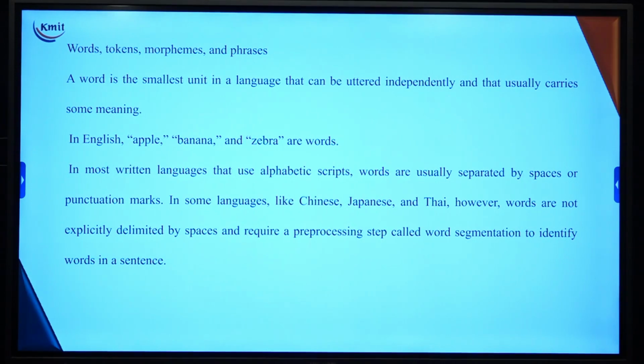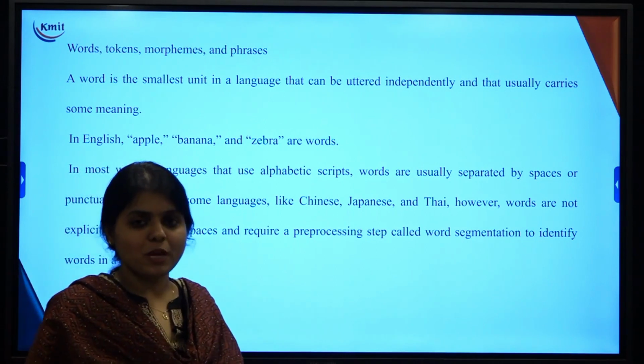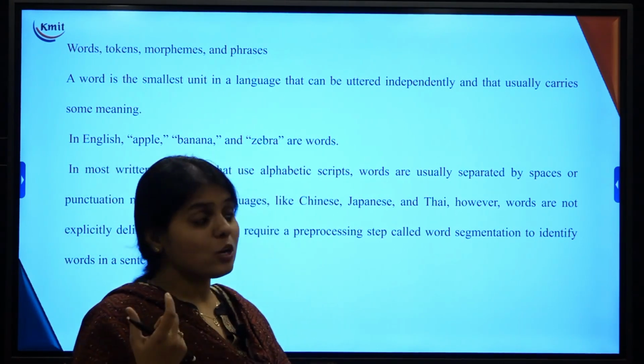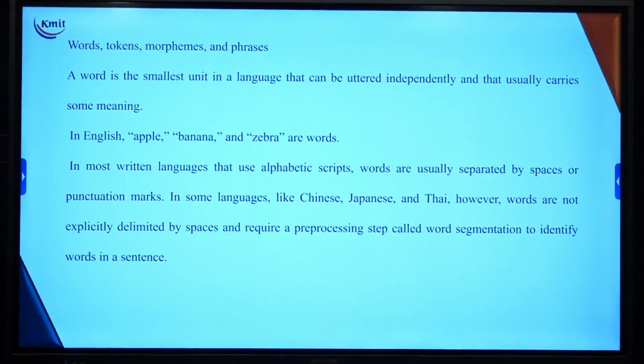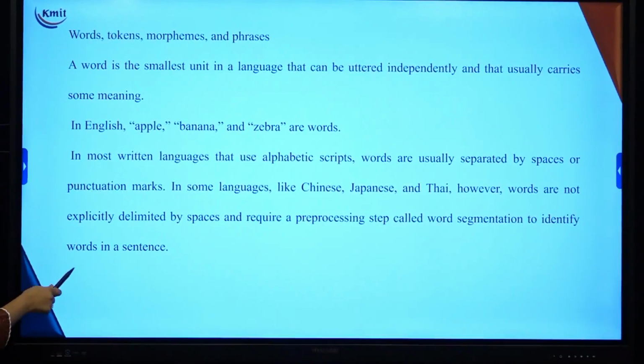In most written languages we use these words as alphabetic scripts. We use punctuation marks to separate words when we talk about a sentence. There are some languages, like Chinese, Japanese and Thai, where words are not explicitly delimited by spaces. So we cannot directly predict the meaning from a particular word, but we require some pre-processing called word segmentation to identify the meaning of that word.